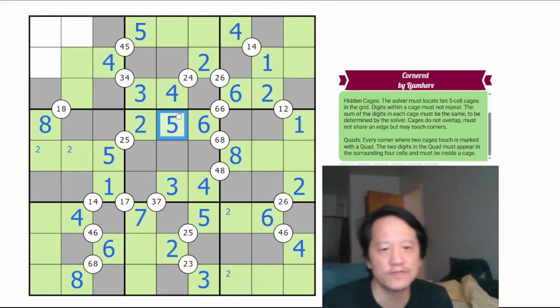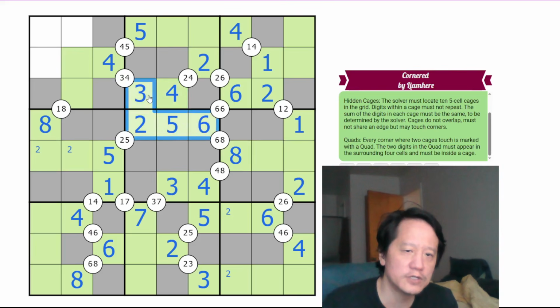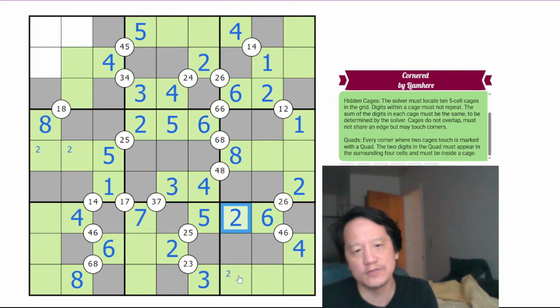So this is 2, 3, 4, 5, 6. So each of these adds up to 20 as cages, right? 2, 3, 4, 5, 6. 2 and 6 is 8. 3 and 5 is 8. Plus 4 is 20. So therefore, you have to have a 2 there. So there's no 2 there.